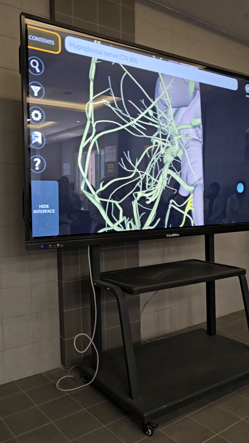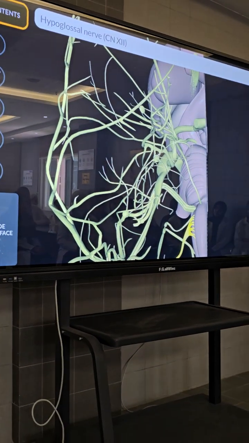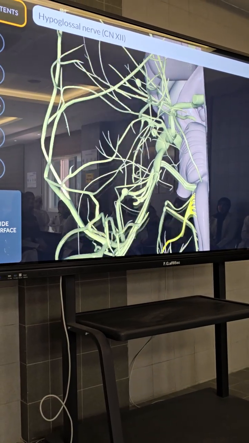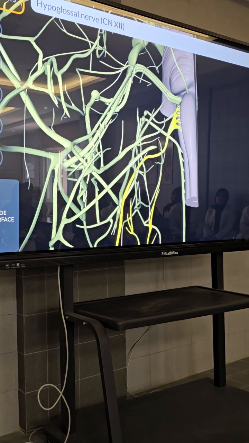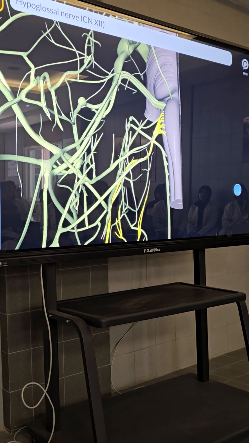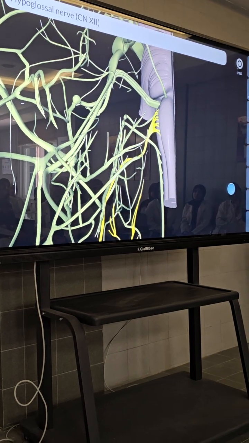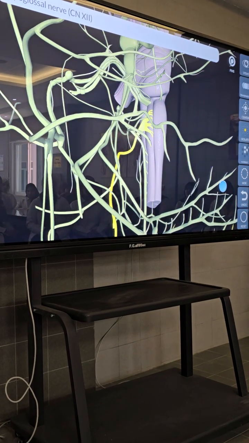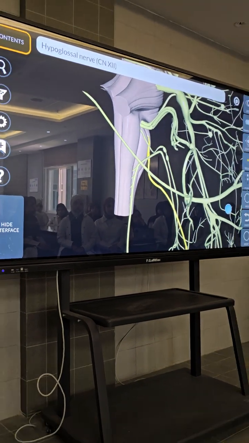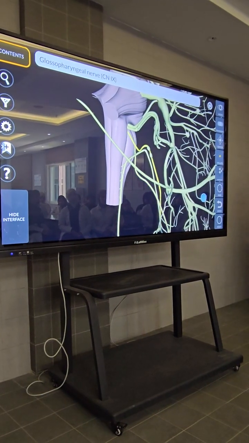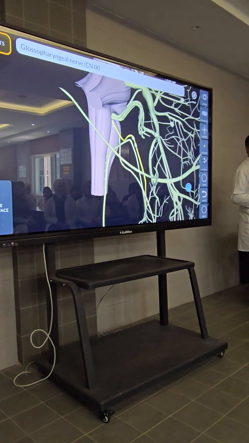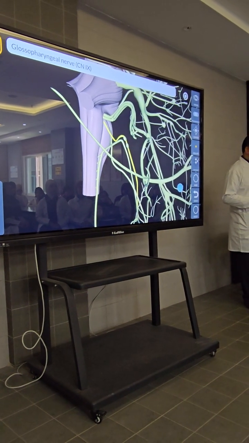From the anterolateral sulcus of the medulla oblongata, this nerve that is called the hypoglossal nerve emerges, and from the hypoglossal canal goes to the cervical region, the neck. And from the posterolateral sulcus of the medulla oblongata, the glossopharyngeal, vagus, and cranial part of the accessory nerve emerge.